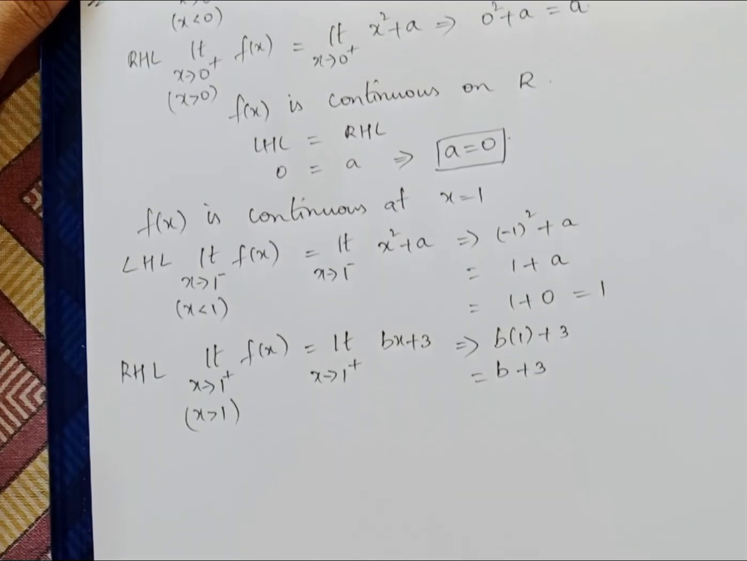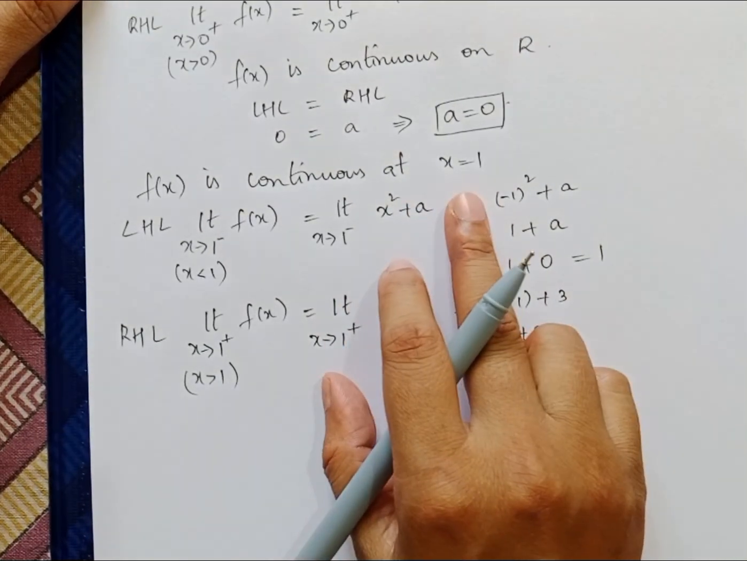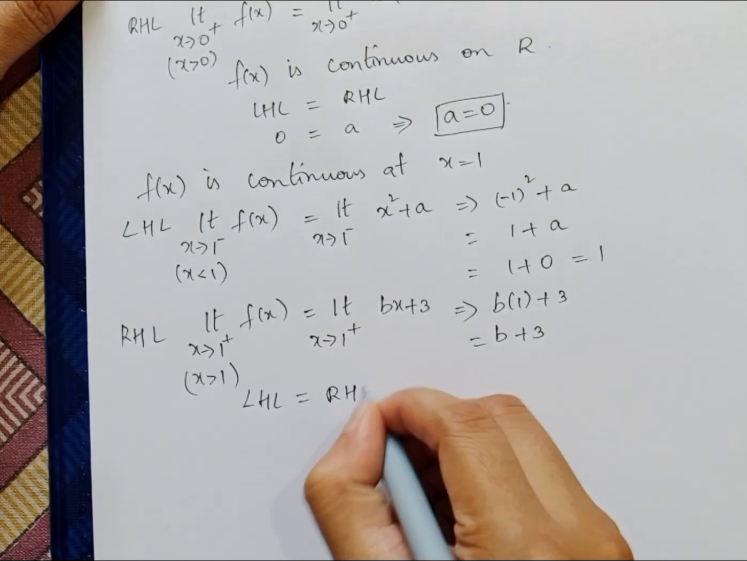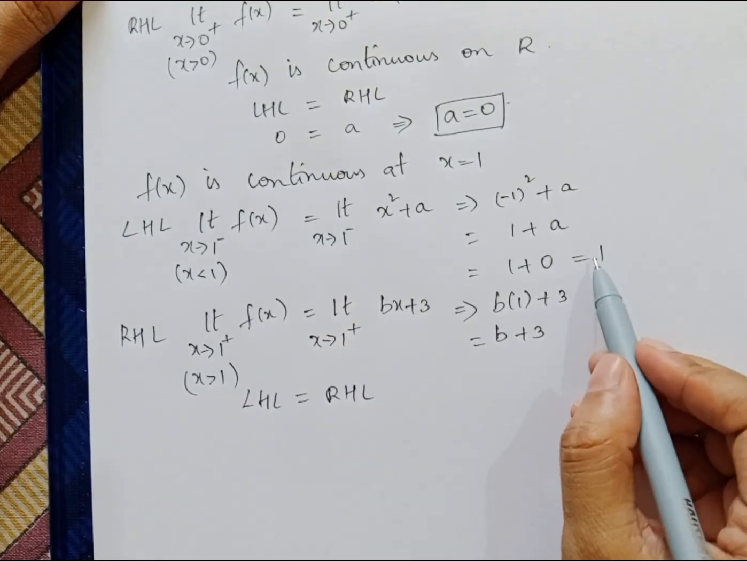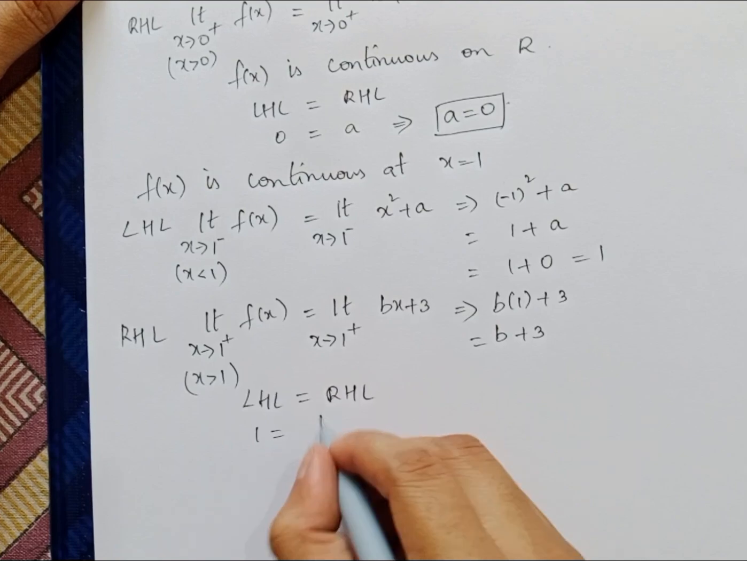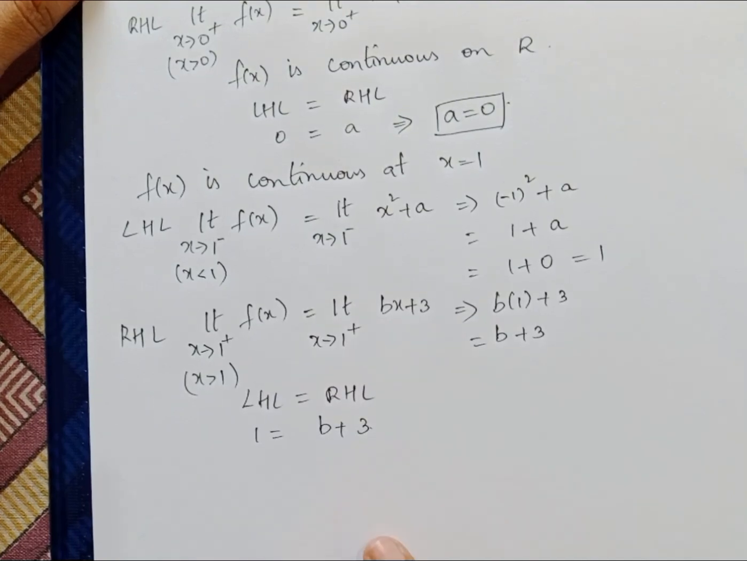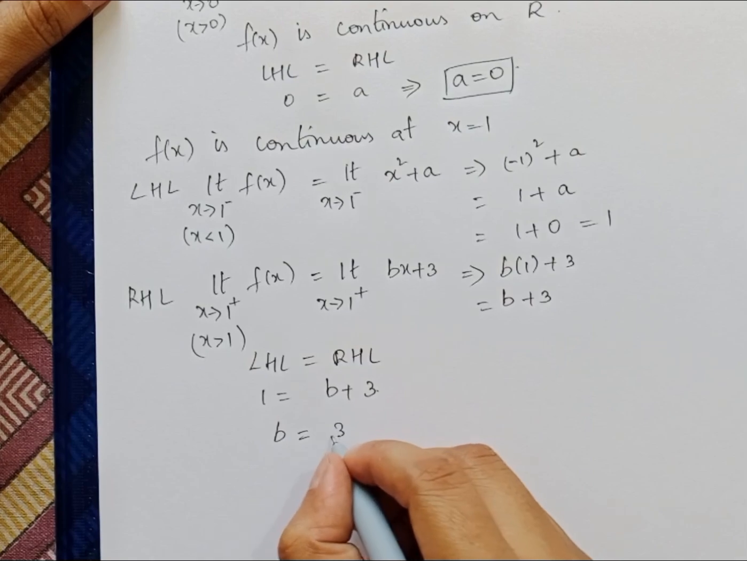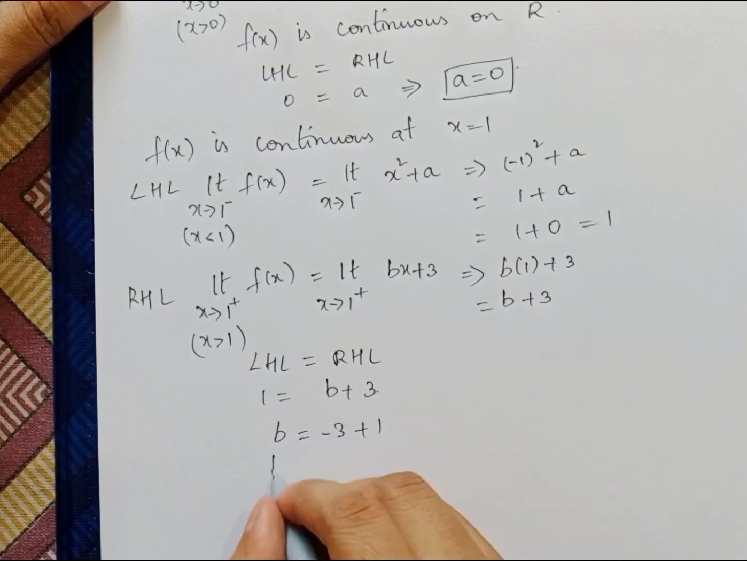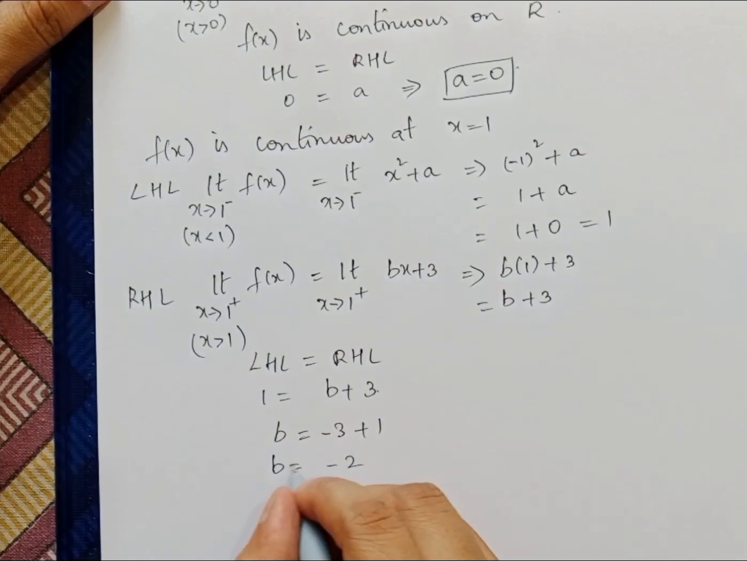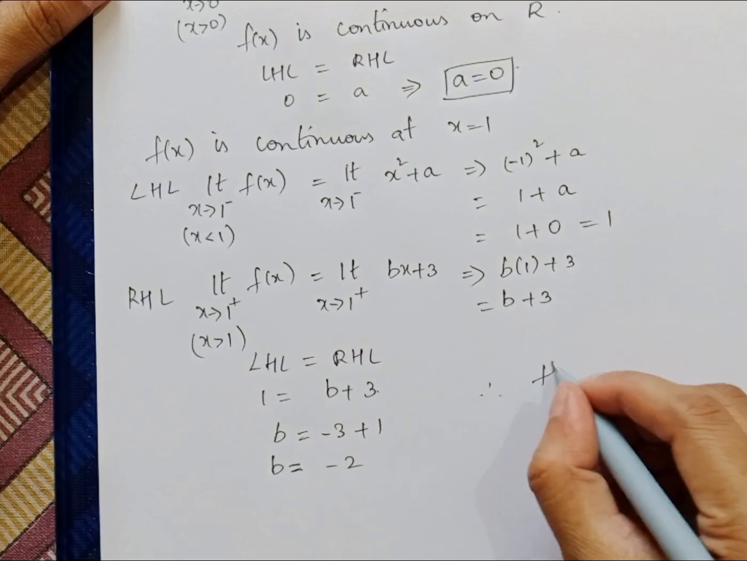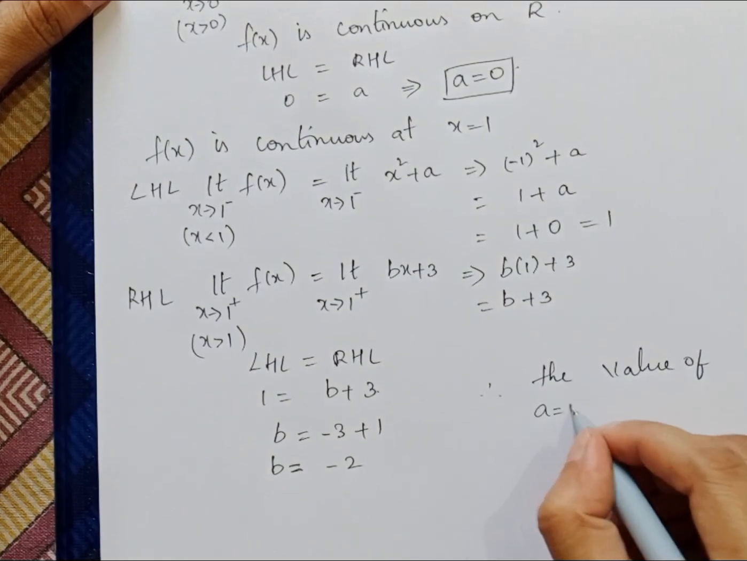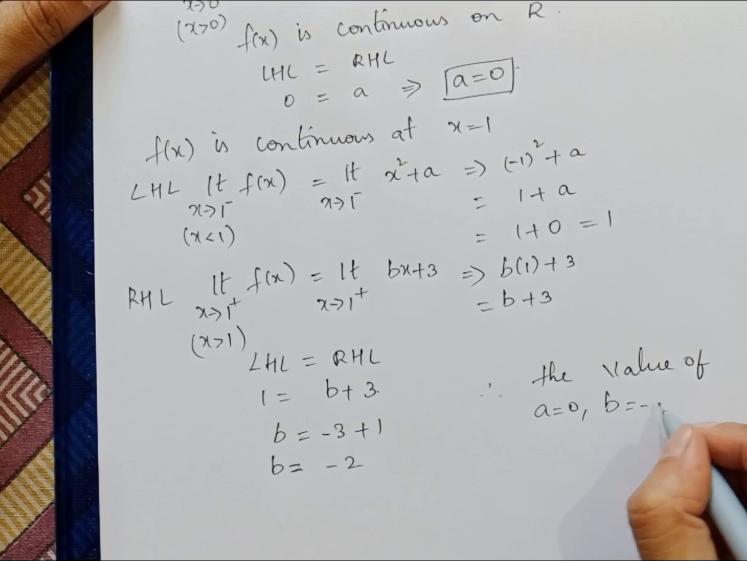Now we know that it is continuous, so the left hand limit will be equal to the right hand limit. The left value is 1, so 1 is equal to b plus 3. Shifting this 3 to that side, b is equal to minus 3 plus 1. So b is equal to minus 2. Therefore, the value of a is equal to 0 and b is equal to minus 2.